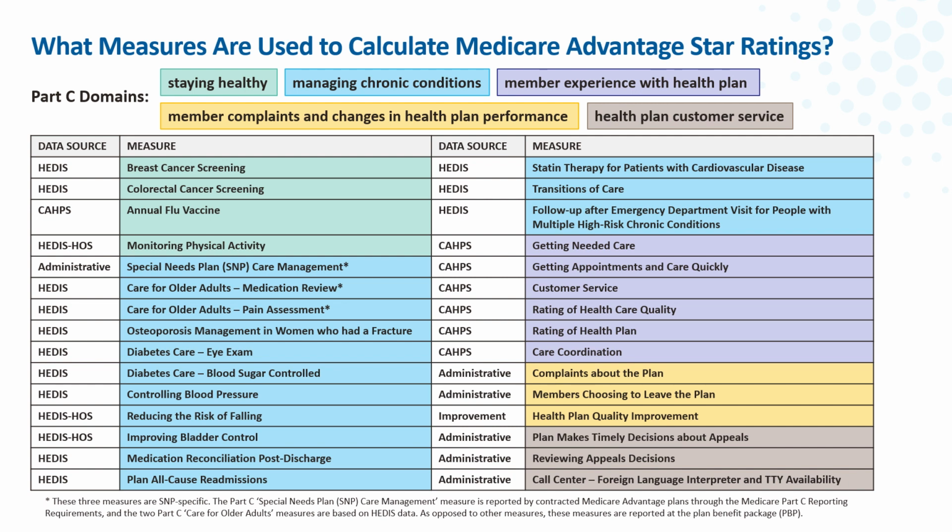As we discussed earlier, star ratings are generally assigned at the contract level, not the plan level. However, there were 3 Part C measures that are special needs plan, care management, and care for older adults measures that are reported at the plan benefit package level. Those can be seen here on the slide as well. These SNP-specific measures may be of particular relevance to states interested in assessing individual plan level performance of D-SNPs operating in their state.